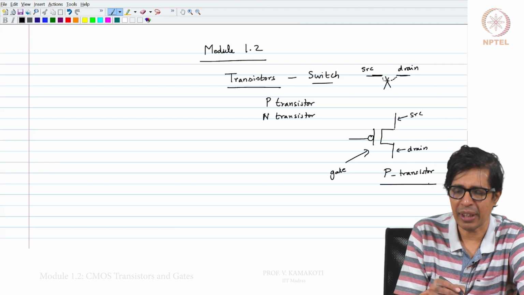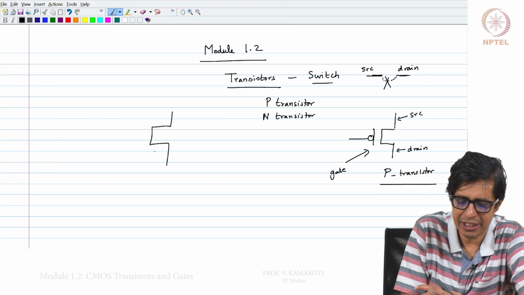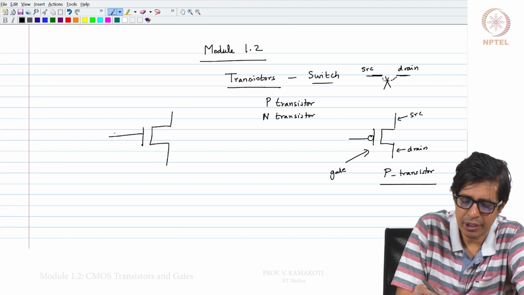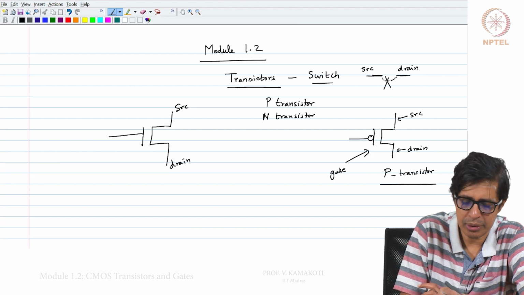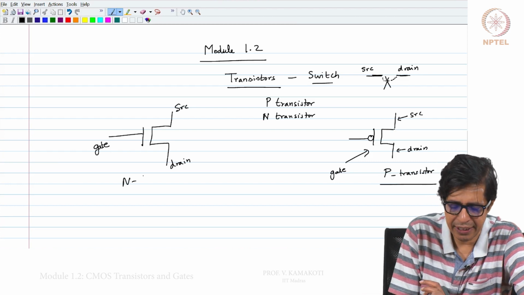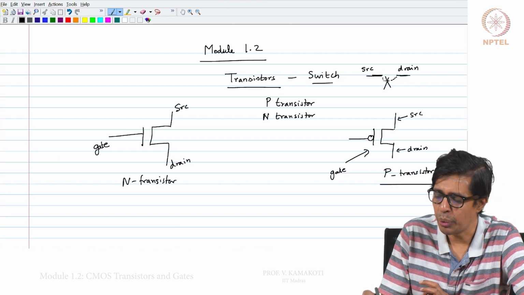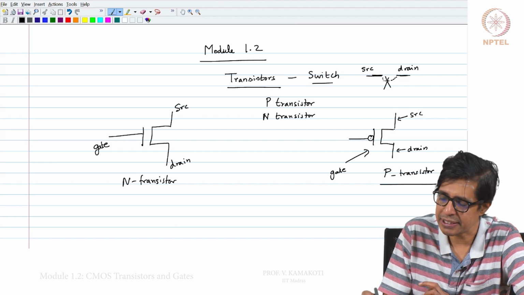There is another type of transistor which is called the N transistor. It also behaves in a similar fashion. So, this also has a source, a drain and a gate. The distinguishing feature between the P transistor and the N transistor symbolically is that there is no circle here in the N transistor, but there is a circle here in the P transistor.